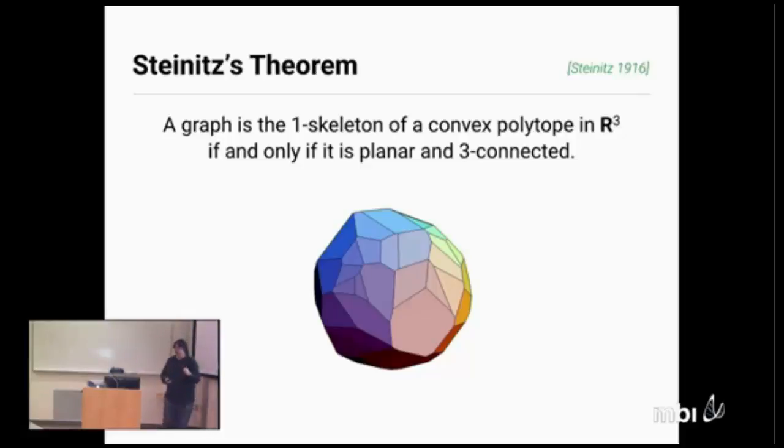And what Steinitz proved is that these one skeleta are precisely the planar graphs that remain connected if you delete any two of its edges. So planar and 3 connected is the same as the skeleton of a polytope.